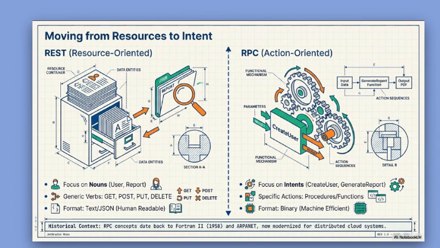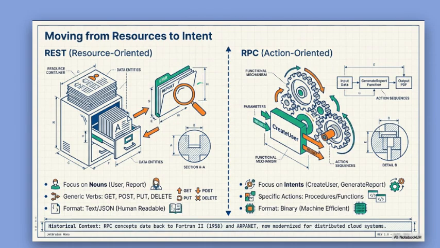Right. But then we look at the gRPC side of this slide, and the filing cabinet is gone. Instead, we have these interlocking gears, pistons. It's labeled action-oriented. Because RPC, which stands for Remote Procedure Call, isn't about fetching a file. It's about triggering an action. It focuses on intent. You aren't saying, here's a representation of the user. You're saying, create user. So you're not handing over a document. You're pushing a button that starts a machine. That is the distinction. REST is, here is some info. RPC is, do this thing.